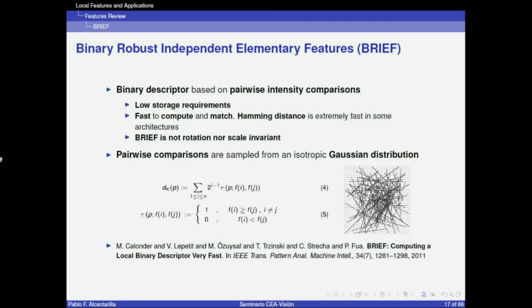One of the most popular binary descriptors is the Binary Robust Independent Elementary Features, or BRIEF. BRIEF is a binary descriptor based on pairwise intensity comparisons. It has very nice properties: it has low storage requirements, is very fast to compute, and is easy to match. Since it's a binary descriptor, we can use the Hamming distance, which measures the number of bits that are different between two binary strings. This distance is extremely fast to compute in architectures that have special machine instructions to count the number of bits set to 1 in a register. However, the main problem is that BRIEF is neither rotation nor scale invariant.